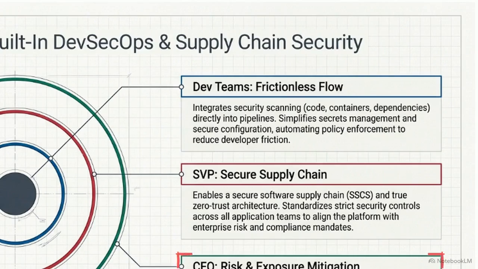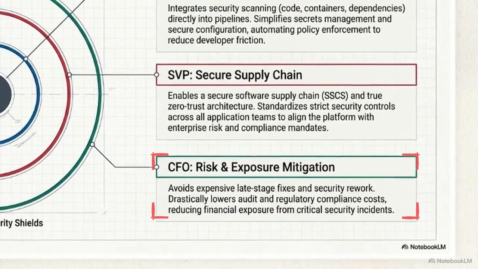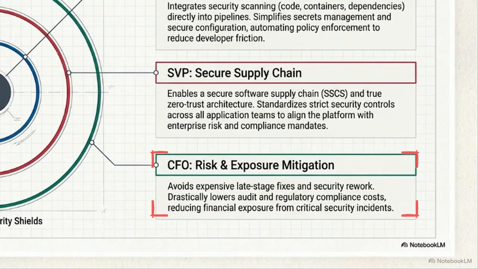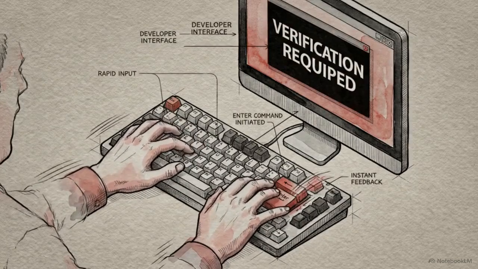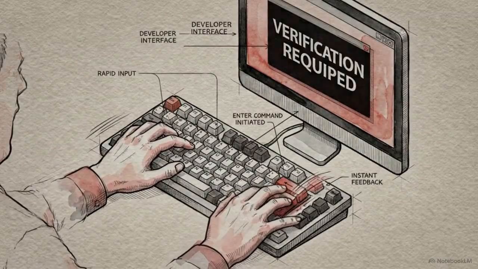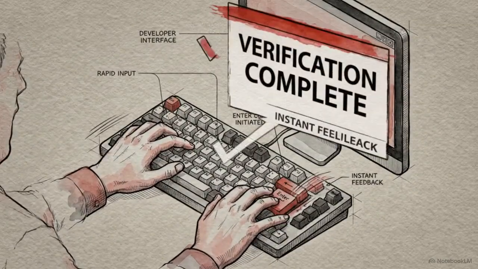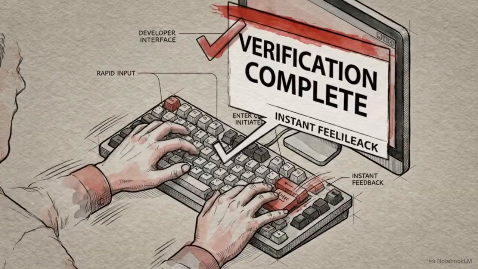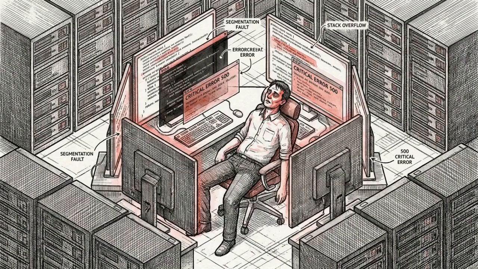For the CFO, this mitigates financial exposure, avoiding expensive late-stage patches and drastically lowering compliance audit costs. Embedding security protocols directly into the foundational architecture transforms it from a reactive bottleneck into a frictionless business enabler. The fourth layer addresses the human element.